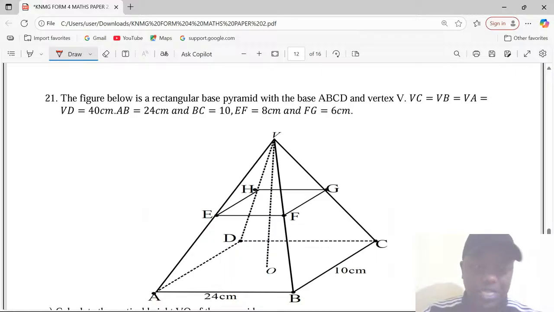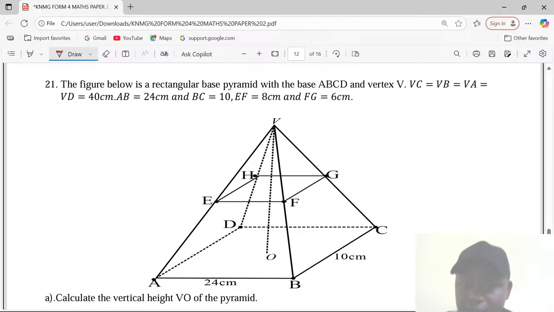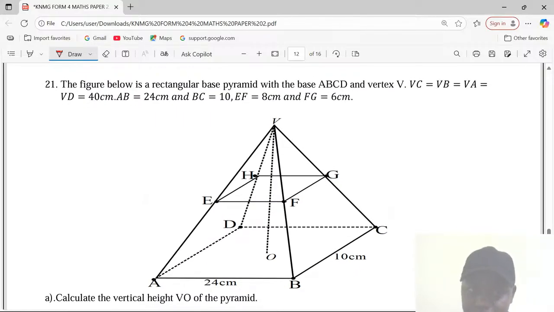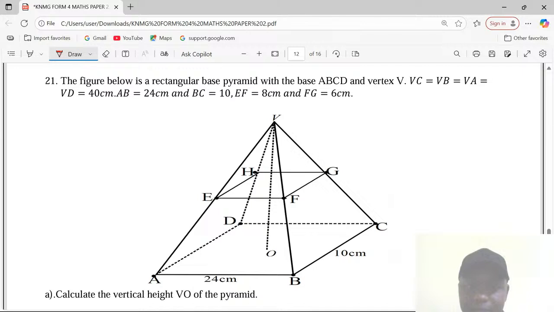We now proceed. Number 21. The figure below is a rectangular base pyramid with base A, B, C, D. Then we have a vertex V, as you can see. VC equals VB equals VA equals VD. Those are the slanting heights. They are all equal to 40 centimeters.